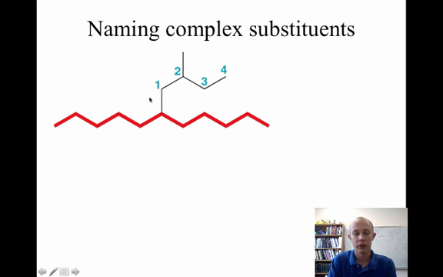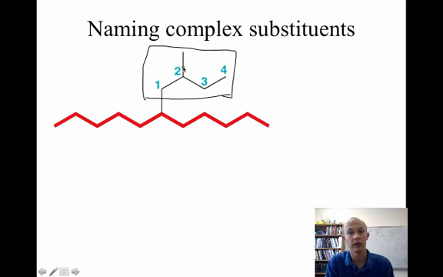We can also have branched substituents, so notice that this is a butyl group which has a carbon branching off. So we have a branch on our main chain, which is this entire group. But this group has another branch on it. I'm not going to be too worried about requiring you to learn the rules for naming these complex substituents, but you should be aware that they exist.